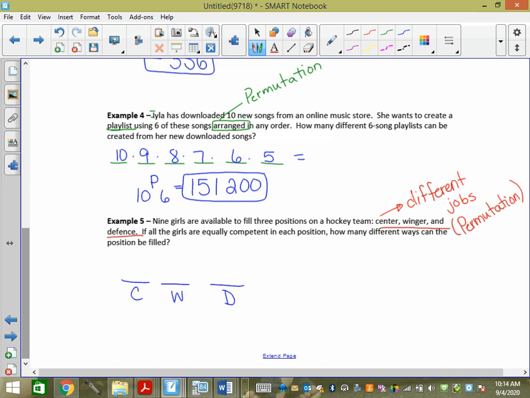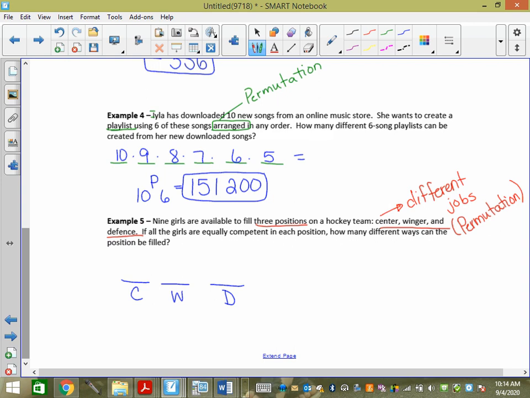Center, winger, and defense? There's 2 wingers. There's 3. But it says to fill. Yeah, and there's 2 defense. Can you comment on that as well? Yeah, I just cared about the wingers. I'm just filling 3 positions. The rest are all filled. Let's not overthink this. Okay.